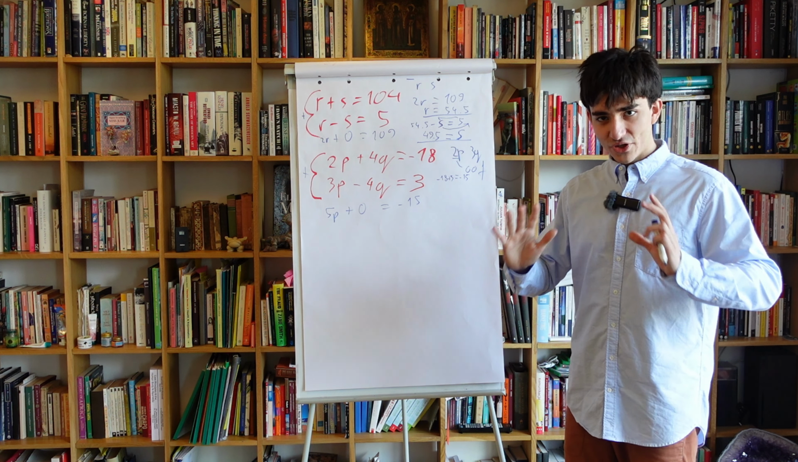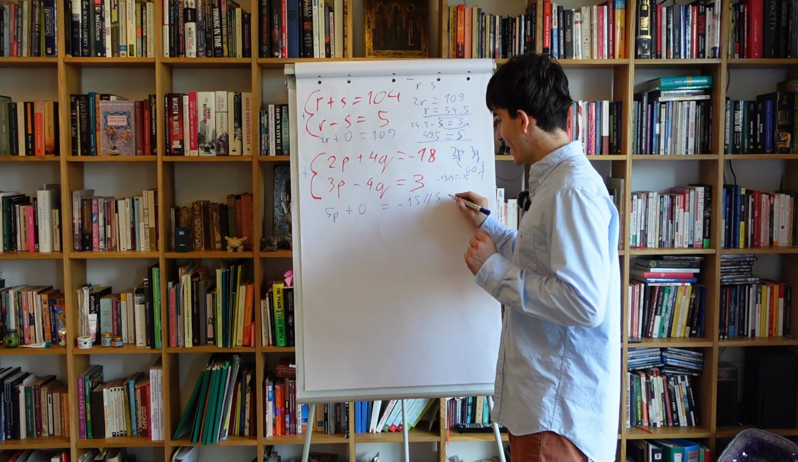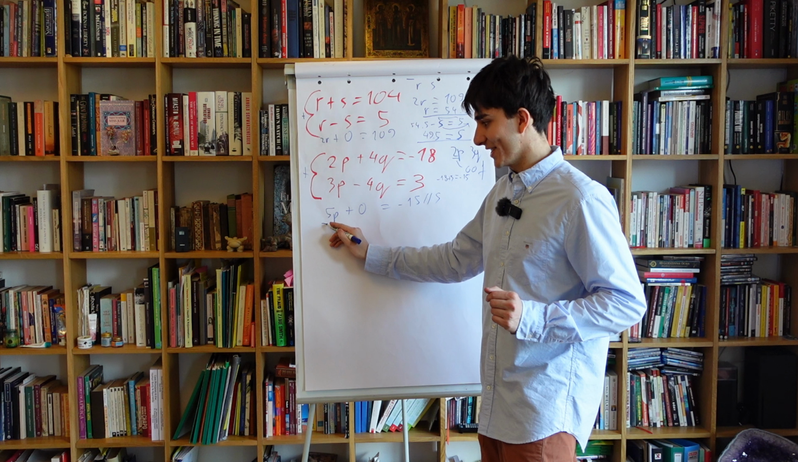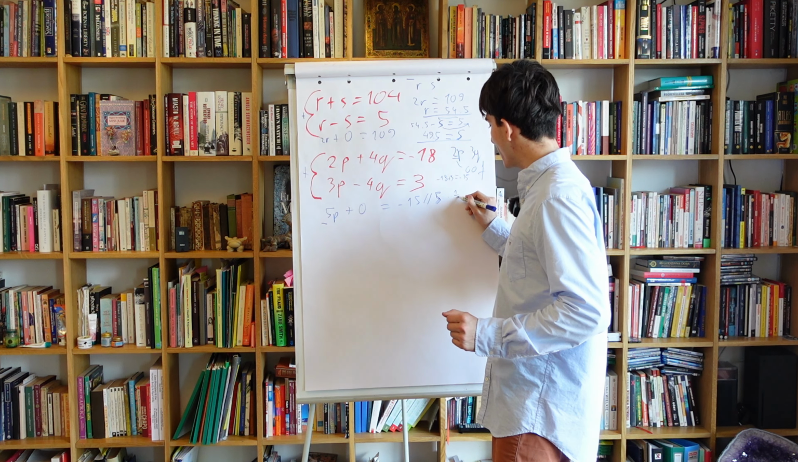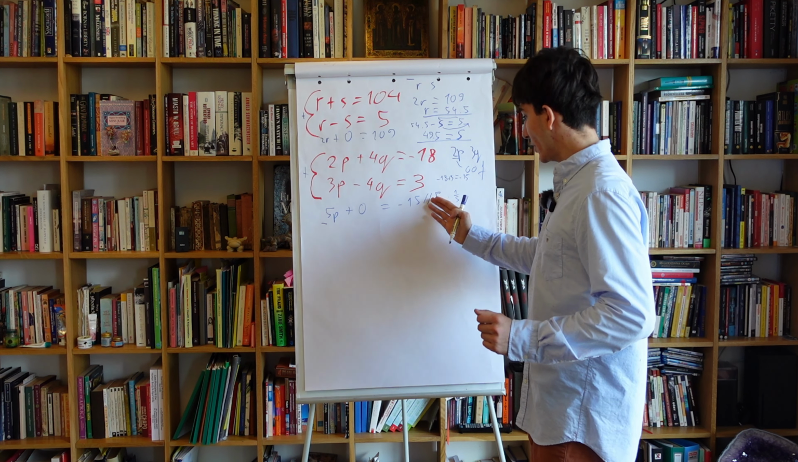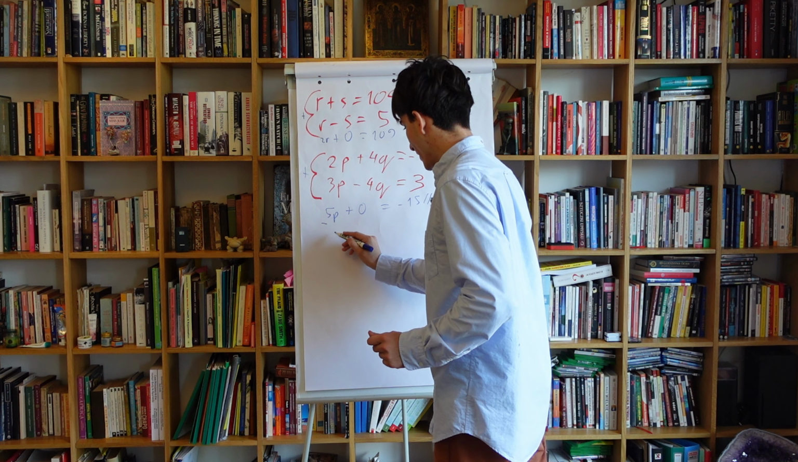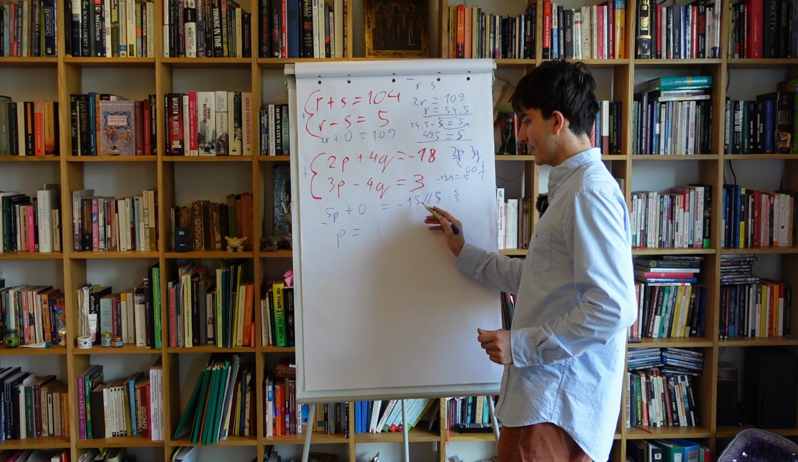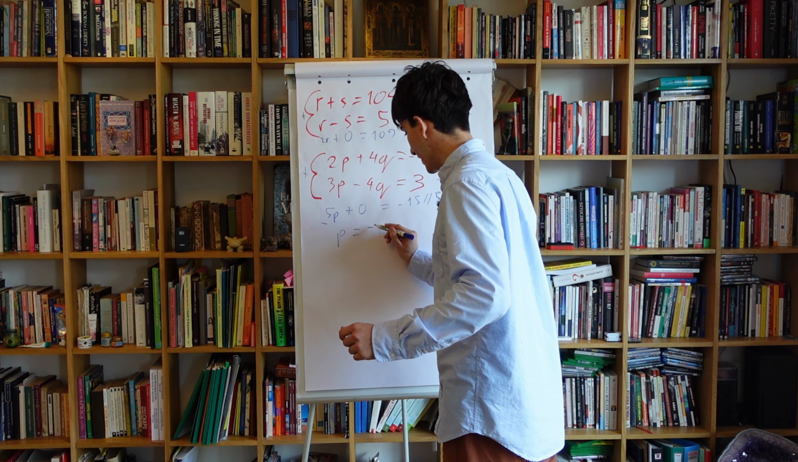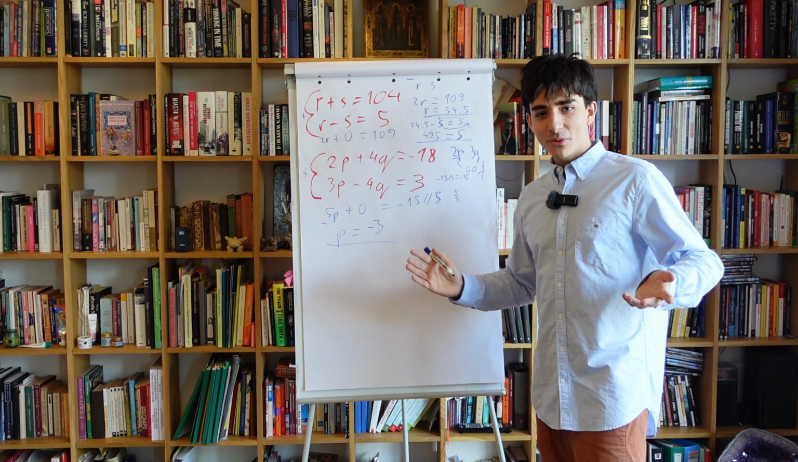Okay, so we get 5p equals minus 15, we just divide by 5, or multiply by the reverse of the coefficient here, so divide by 5 or multiply by 1 over 5. Those two different ways. Okay, and we get here that p is equal to minus 15 divided by 5, minus 3. This is it. P equals minus 3.